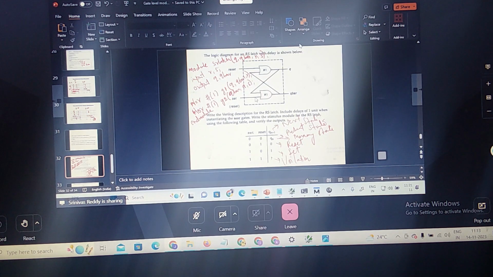You write a stimulus and design file and verify the result of the SR latch with the delay and without a delay. Both programs you can write. Okay, this is one question.